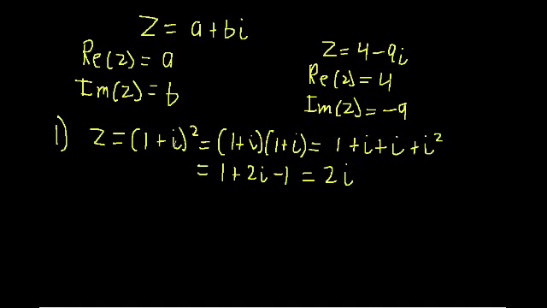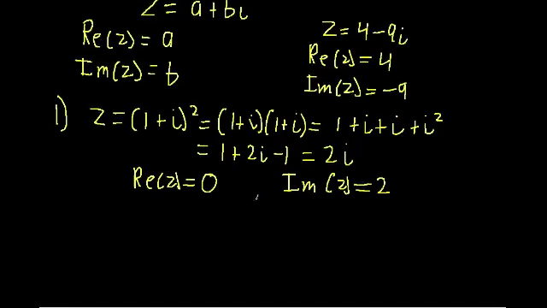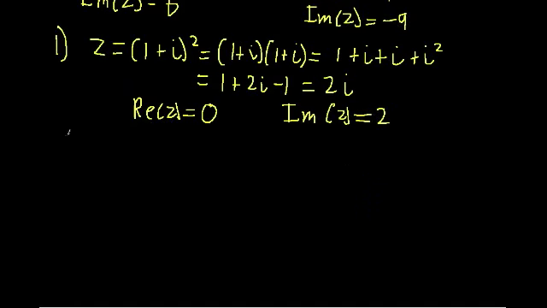So the real part of our complex number is just equal to 0. And the imaginary part of our complex number is just equal to 2. And it's really important to try and simplify it down to the standard form, because you wouldn't necessarily guess that just by looking at this expression here. Now let's move on to the next example.